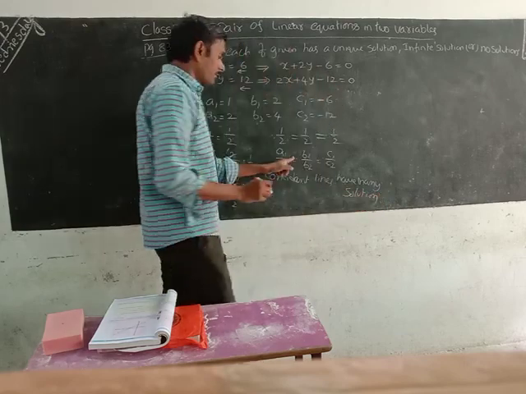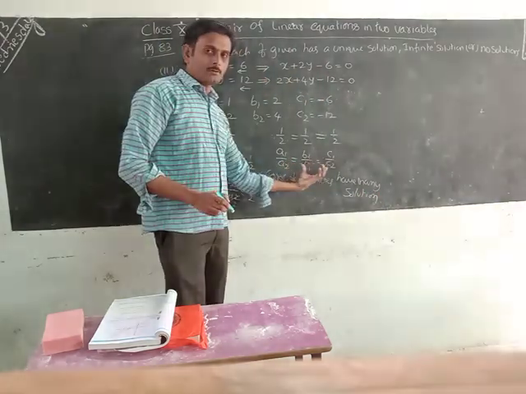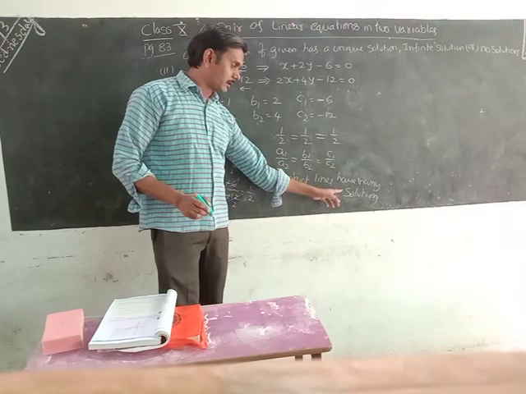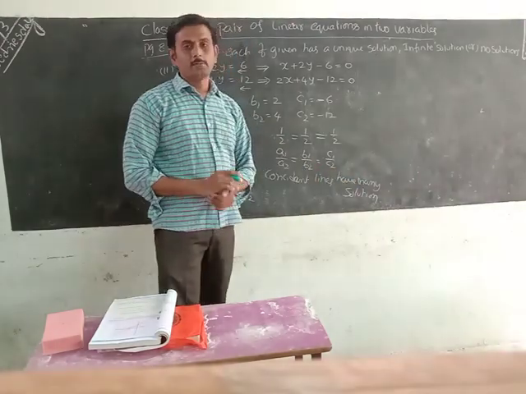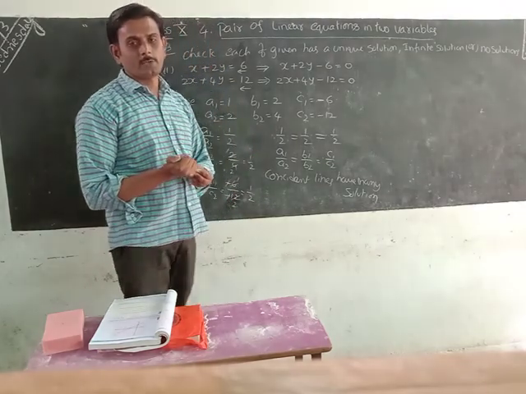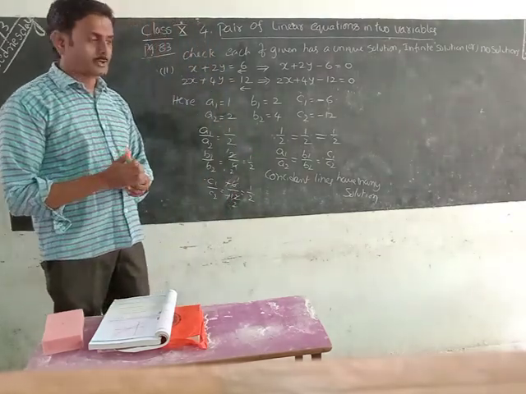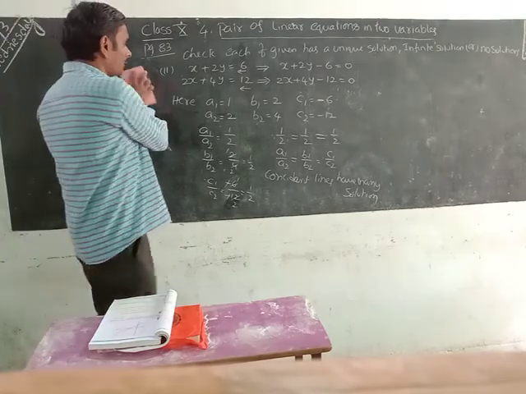Okay, these two ratios are equal. Then we can call it a coincident line. Coincident line having how many solutions? Many solutions. Go for the third one.